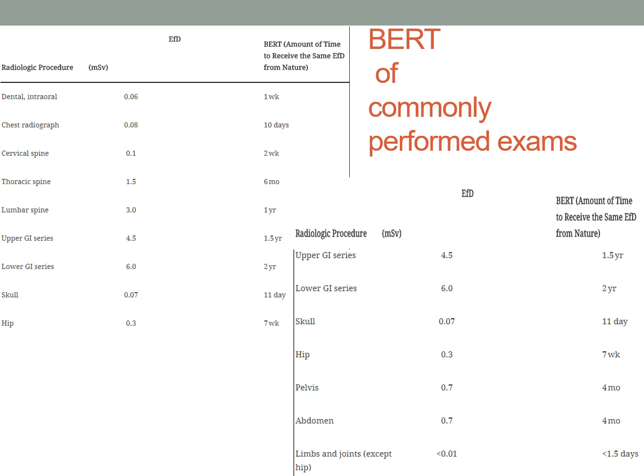So this is the BERT of commonly performed exams. A dentist exam is basically 1 week of radiation in our natural environment. Chest X-ray is 10 days. C-spine is 2 weeks. T-spine is 6 months. Lumbar spine is 1 year. Upper GI is 1.5 years. Lower GI is 2 years. Skull is 11 days. Hip is 7 weeks. So just be careful when you're doing your spine X-rays or your abdomens, because it takes almost 2 years to get the equivalent in the natural environment.